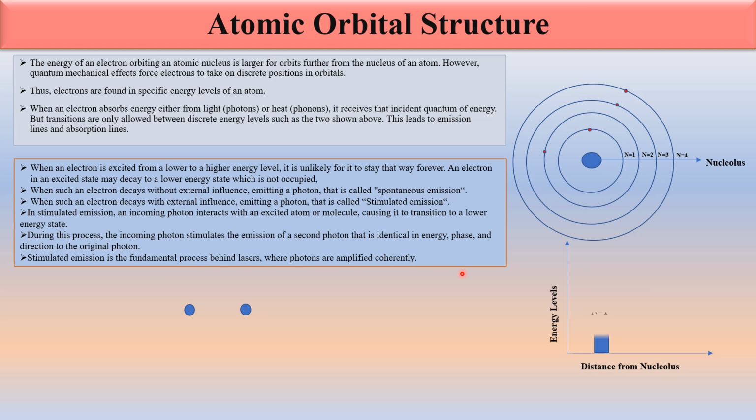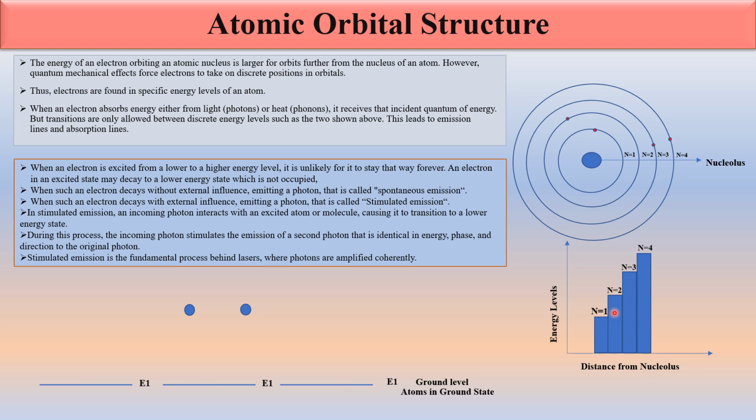You can see here this is the energy level, this is the distance from nucleus, N1, N2, N3, N4. You can see this is the ground state, this is the excited state. And this is the delta E, the energy difference. Delta E is equal to E2 minus E1, and that is equal to h nu 0. h is the Planck's constant and nu 0 is the linear frequency.